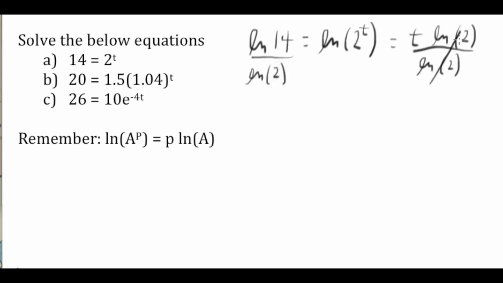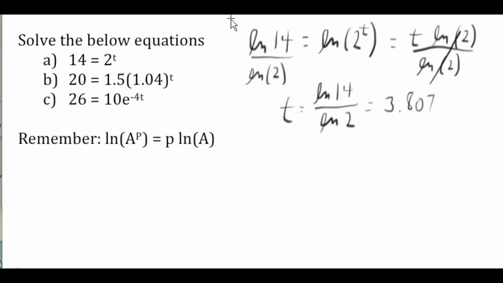So these are going to cancel. Cool. And we're going to have t equals the natural log of 14 divided by the natural log of 2. If you plug that into your calculator, you should be getting something that's about 3.807.